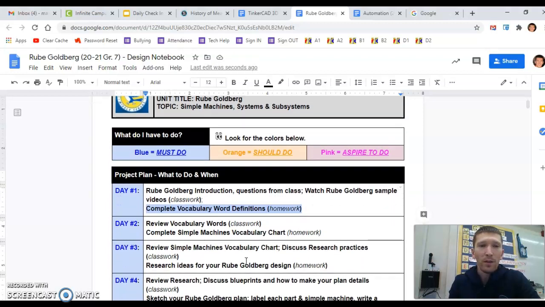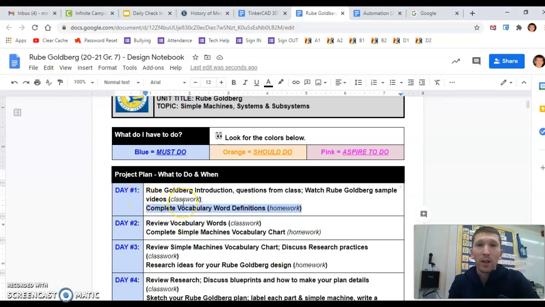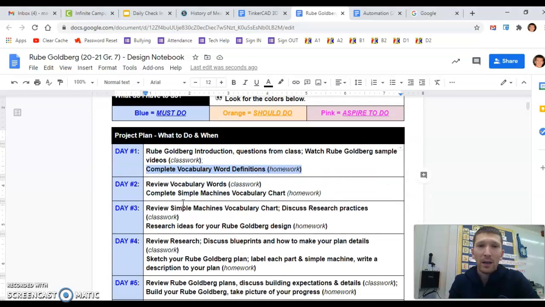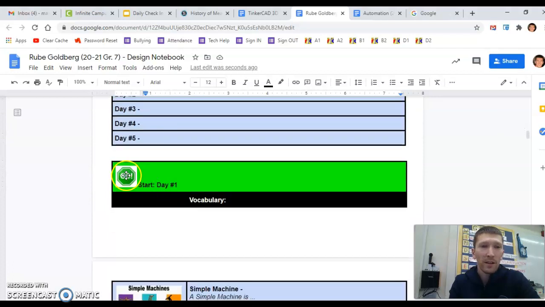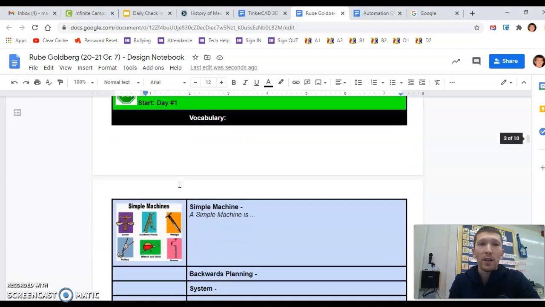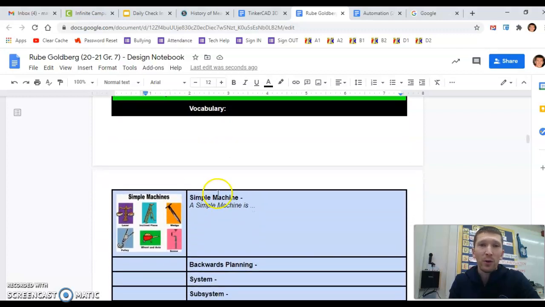So for day 1, this is what we're going to be looking at, and you can scroll down until you see day 1 in your design notebook right here. So it says go start day 1. This is what you're doing for today, and it's looking up the definitions of 9 vocabulary words.